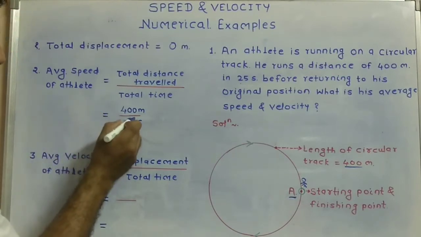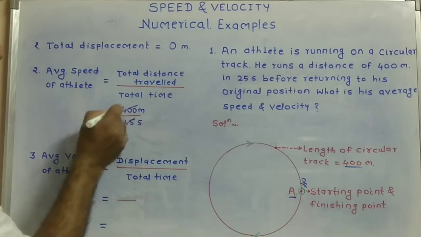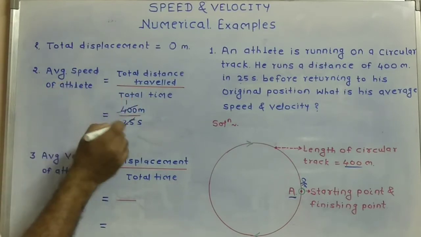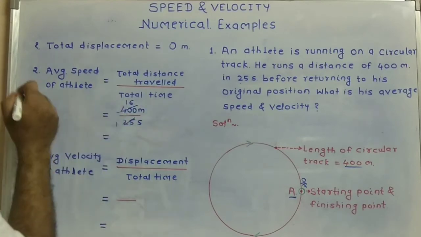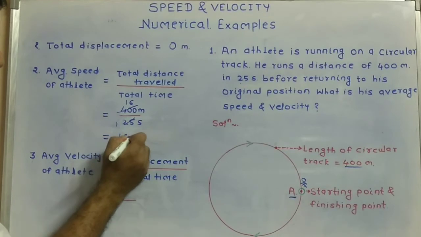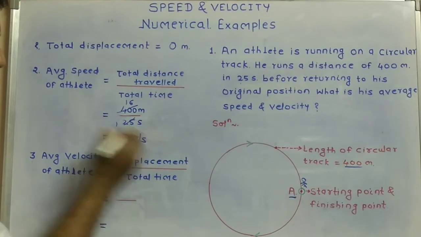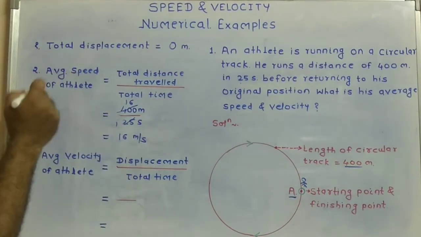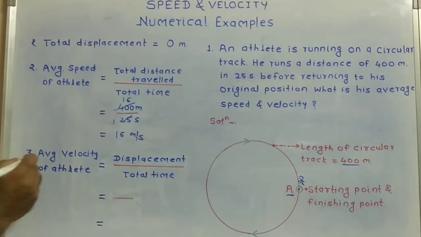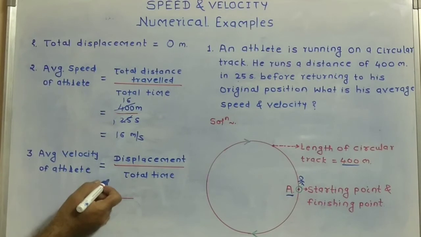Now, you can just calculate: 25 ones are 25, 25 ones are 25. How much remaining? 0, therefore 150. 25 sixes are 150. Therefore, what is your value? 16 meter per second. That is the average speed of athlete, how much? 16 meter per second. Now, we will calculate the average velocity of athlete.